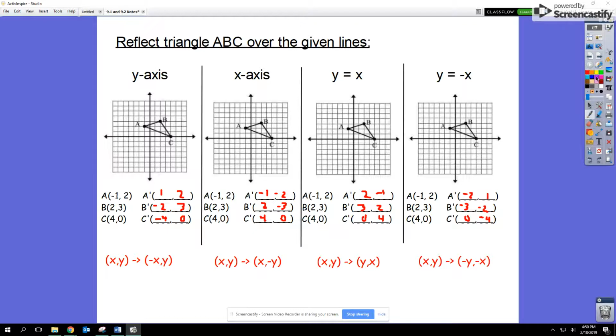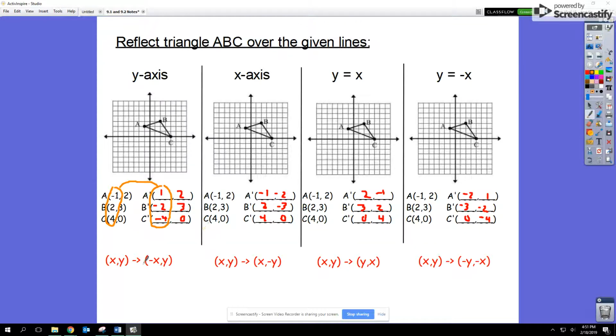And you'll notice, and I'm going to highlight this for you in a different color, here are my original pre-images. And notice that the images are these orange objects here. And so notice that they just changed sign from positive to negative or vice versa. And notice that the y values did not change at all.